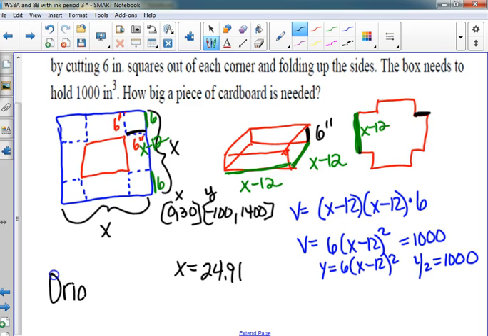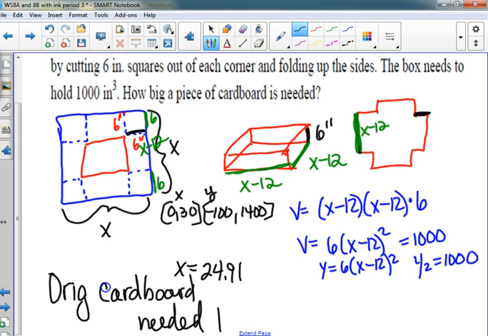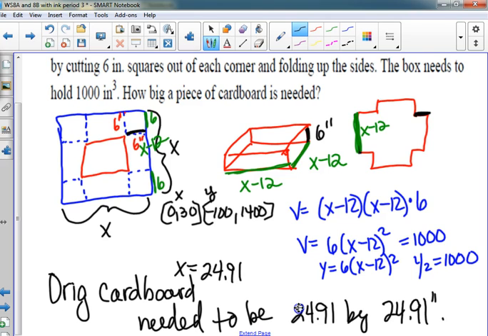So I'm going to write that so we remember. Original cardboard needed to be 24.91 by 24.91 inches.